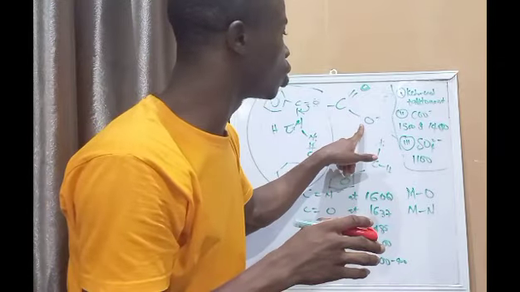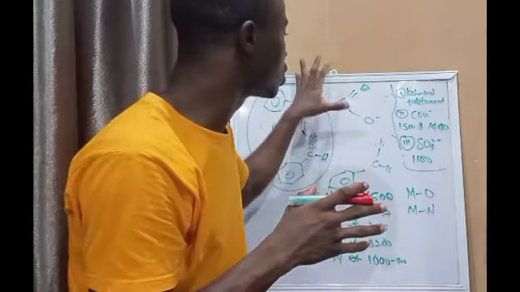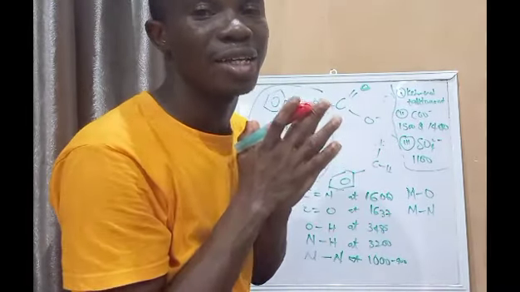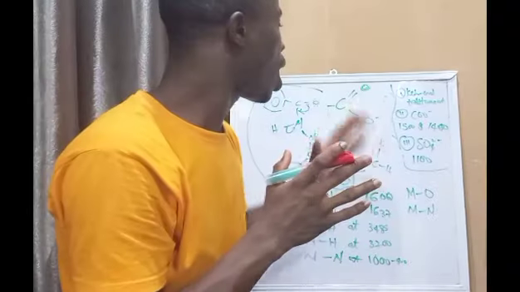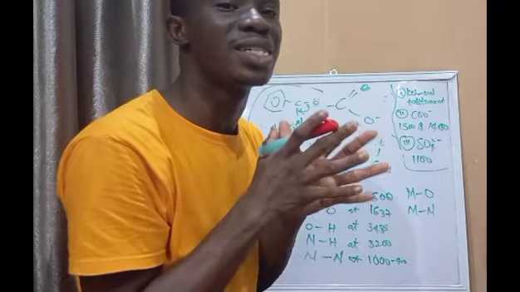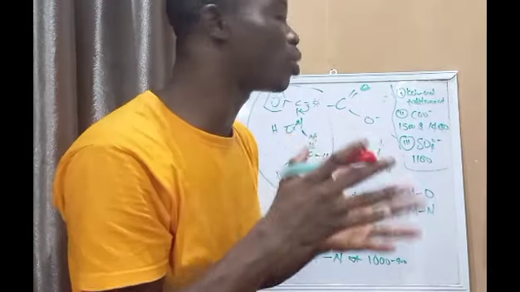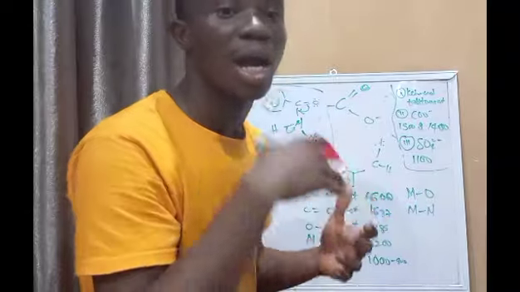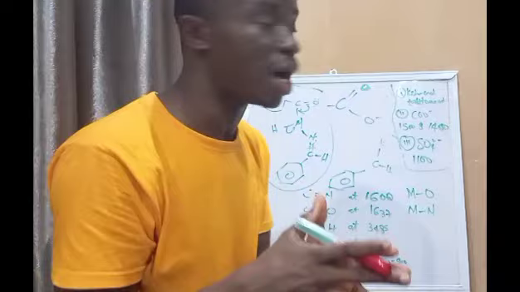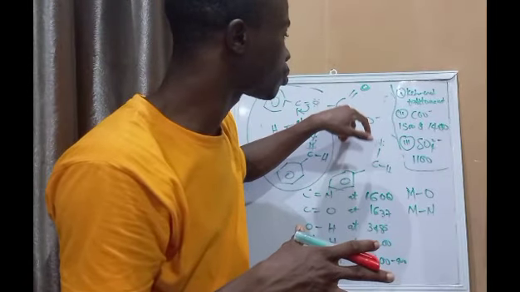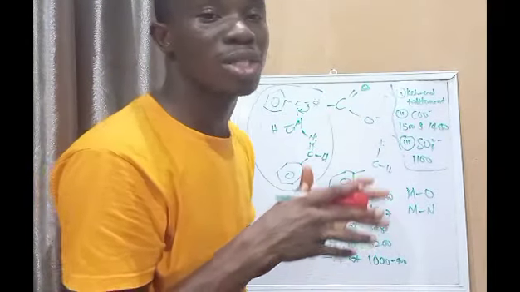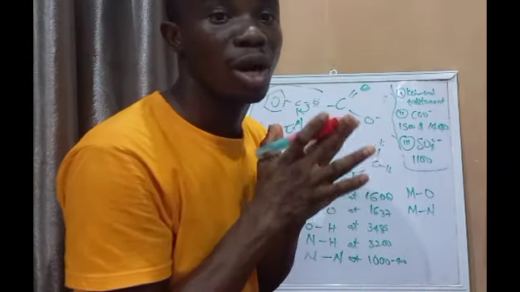So if it is just one of the oxygen, that is unidentate. But if it is with the two oxygen, it is bidentate. And the signal for this carboxylate ion, if you have carboxylate ion in your ligand and you are sure that it will be involved in coordination with the metal, the signal for this COO, which is carboxylate ion, is always around 1500 and 1400.